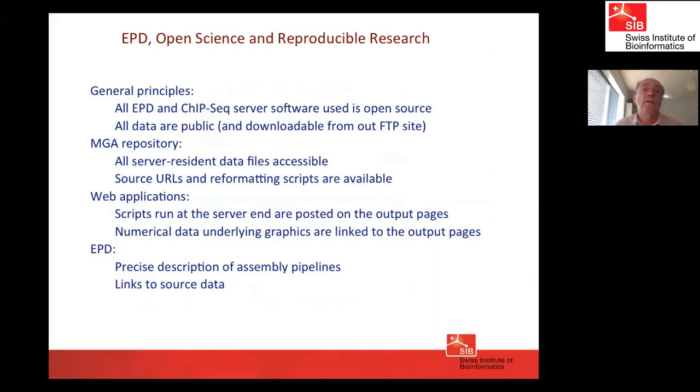We also try to make EPD open science, and so the general principle is that all components should be open source and publicly accessible. The MGA repository is an open FTP accessible directory. The source URLs are given for all the scripts that have been used for data reformatting. The web applications post, you may not have noticed it, a link to the script that has been run on the server. So if something funny occurs, you may be able to trace it back. You can also copy the script to your computer and run the same analysis then with the command line tools.